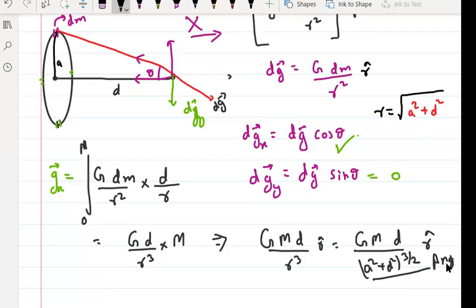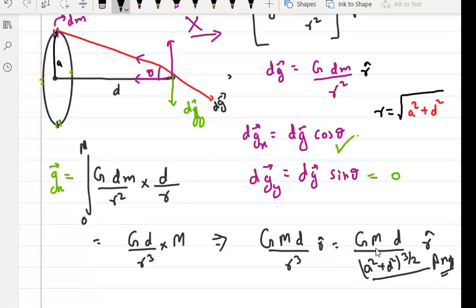So this is the formula of gravitational field intensity or gravitational field strength due to a ring along the axis. Okay, everyone?